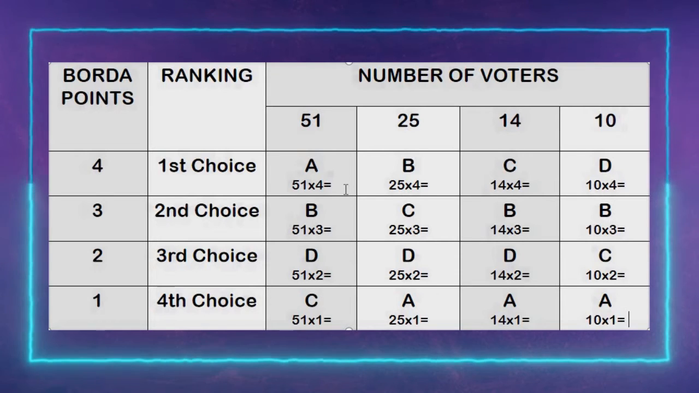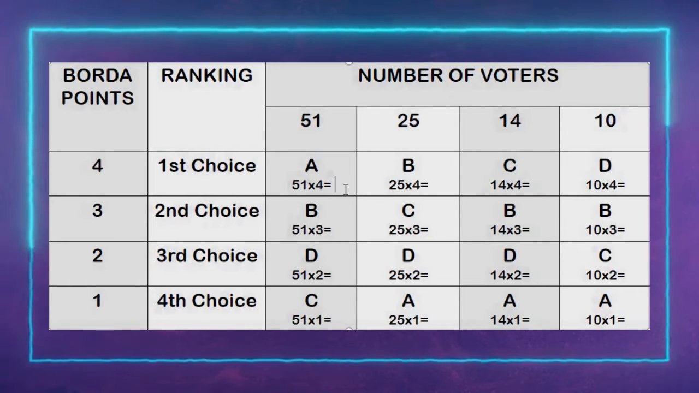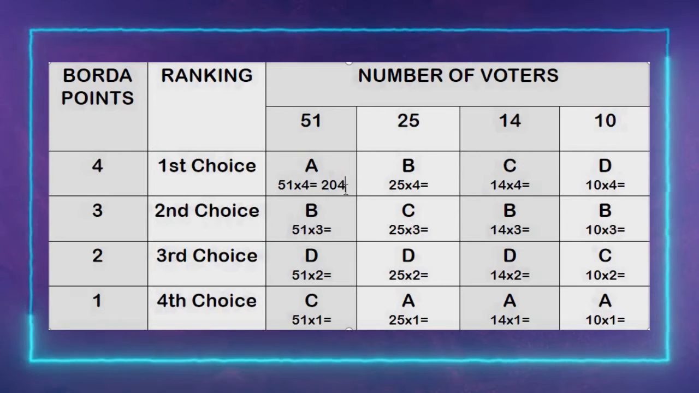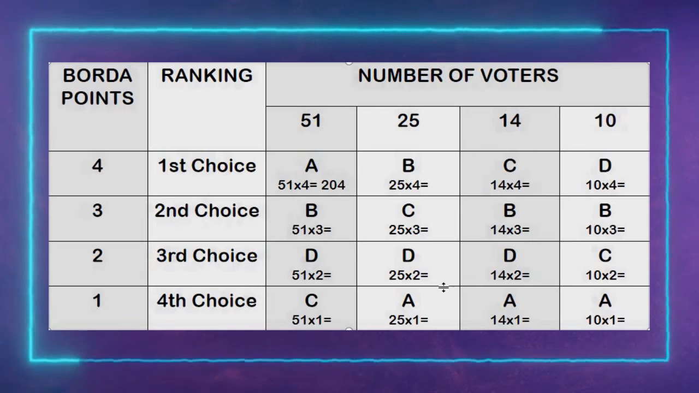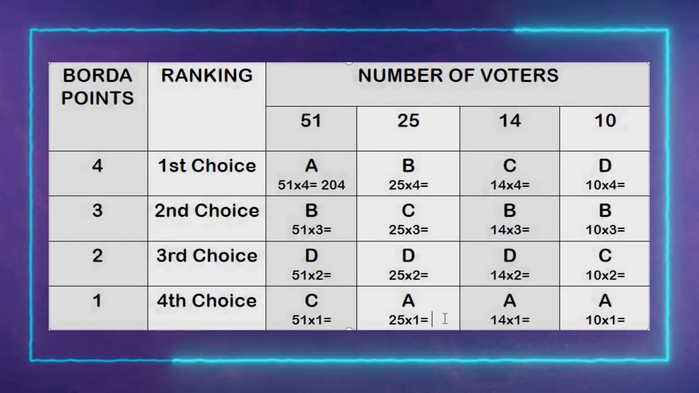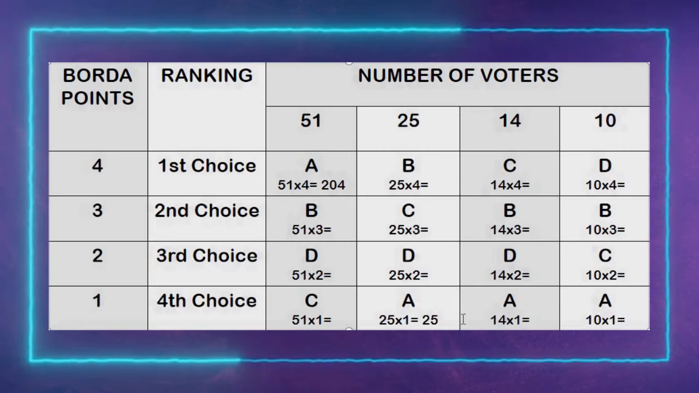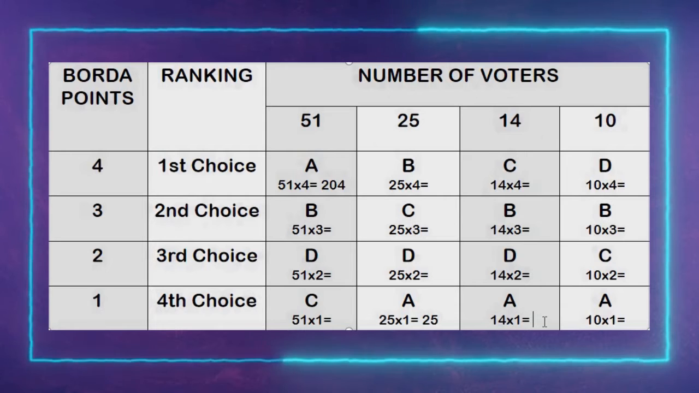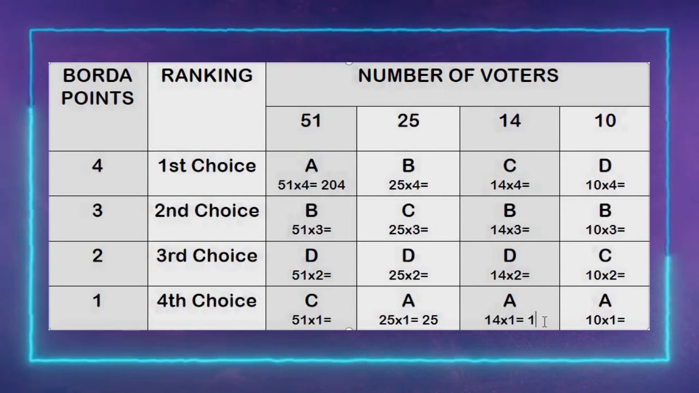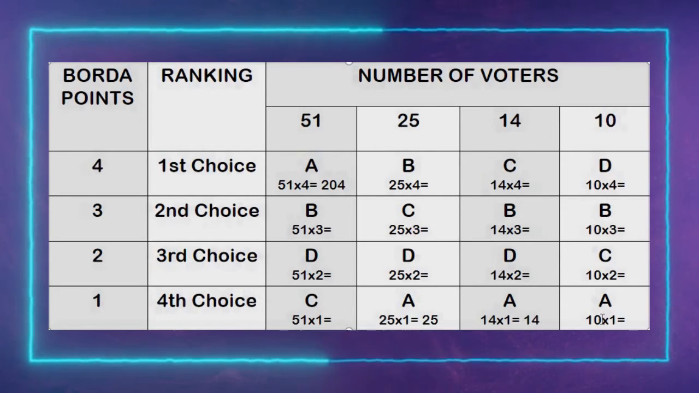So take a look at this example. Take a look at candidate A. There are 51 voters who rank him as the first choice. And as the first preference, he is given 4 points. So what you have to do is just multiply the number of voters and the points given to that candidate based on his rank. So there are 51 voters who rank candidate A as first choice, with 4 points, so 51 times 4.